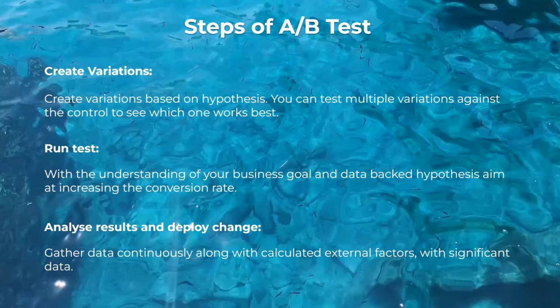And we need to create variations based upon the hypothesis that we have taken. You can test multiple variations against the control to see which one's best. But make sure that you are not making too many changes all at once, because you will not be able to attribute to each of these changes. Let's say that you have done 4 changes in one test and you have seen betterments in the result, but you don't know because of which change this betterment has come, isn't it?